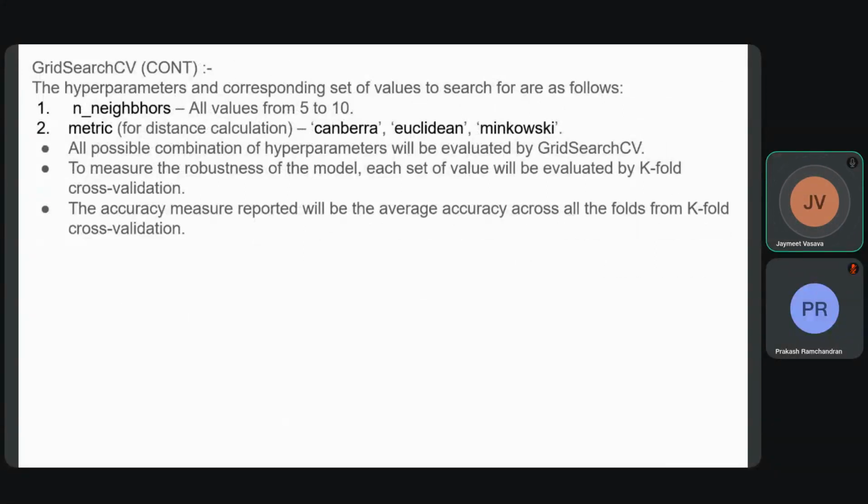So we'll be starting with these values of the parameters, which is for n_neighbors, we'll see the combination from 5 to 10. And for the metric of distance, we'll be using Canberra, Euclidean, and Minkowski, and see all the possible combinations of hyperparameters, and see which is the most robust model that we can get from those combinations. To measure the robustness of the model, each set of values will be evaluated by k-fold cross-validation. The accuracy measure reported will be the average accuracy across all the folds from the k-fold cross-validation.